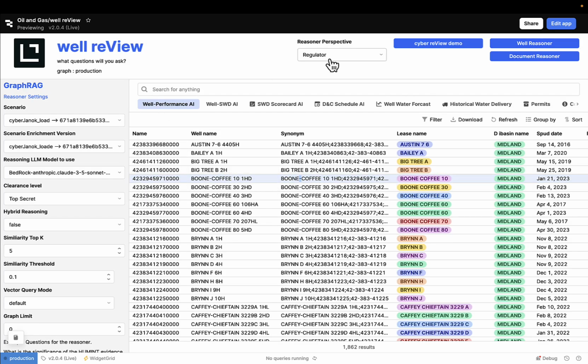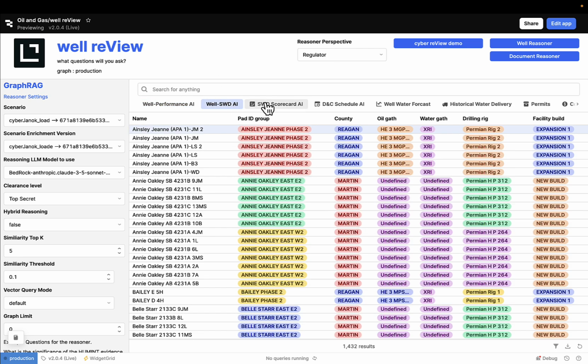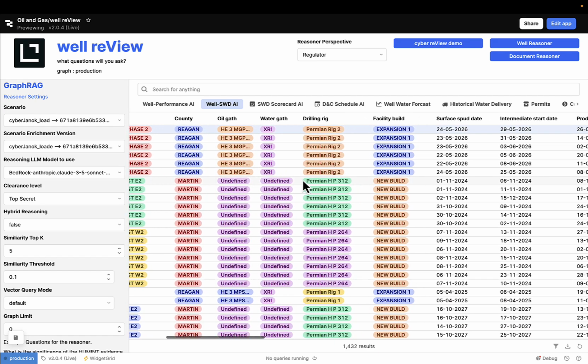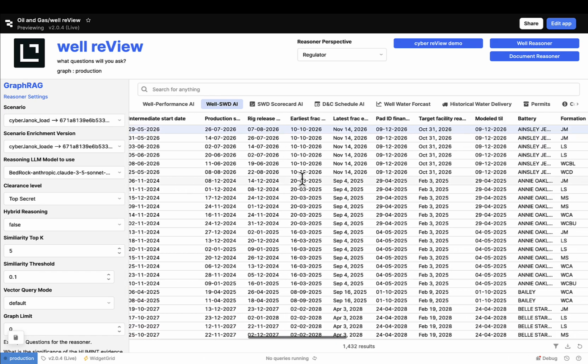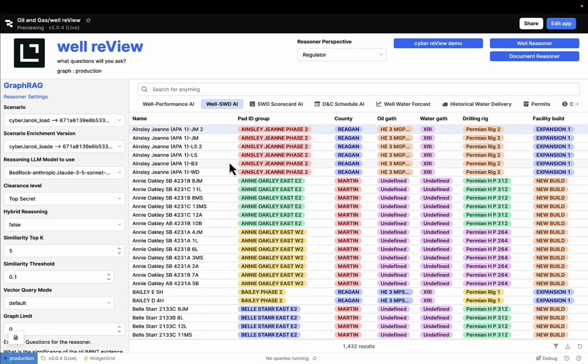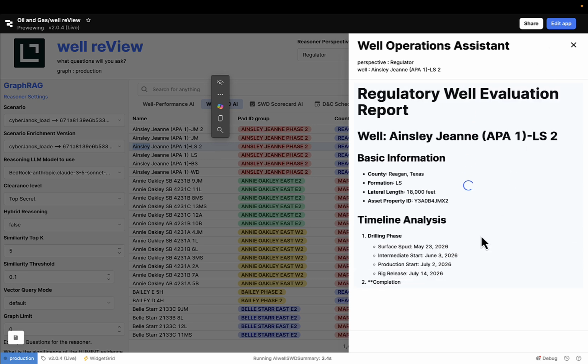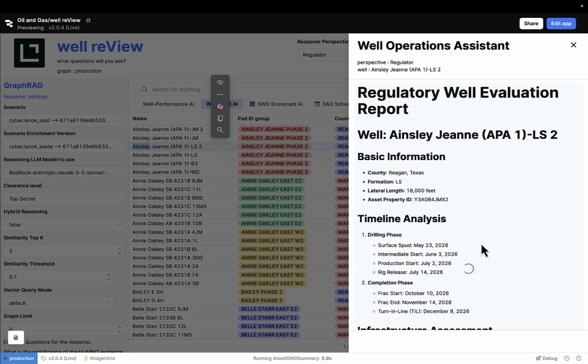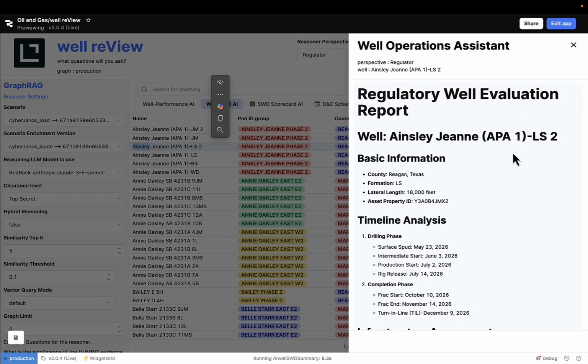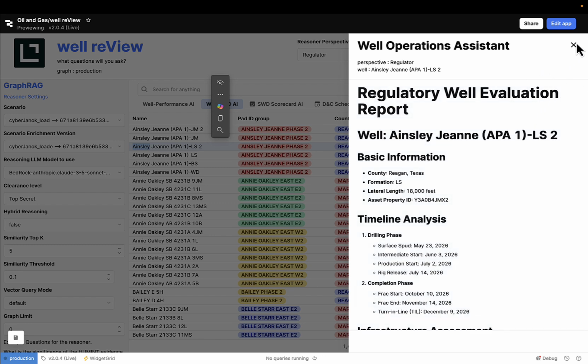That sense of changing this perspective is going to work regardless of what tab we're on. If we go to the well SWD AI, it's again well information, so it's really the same wells, but instead of just the performance information, now we're looking at SWD information, like dates when they're going to start it. This is information that we're going to need to know about these wells from an SWD perspective. But again, you can double click on any one and it'll come back with a summary of it. It's different than the other summary because this is a different set of information. Here we're really just looking at the SWD data.